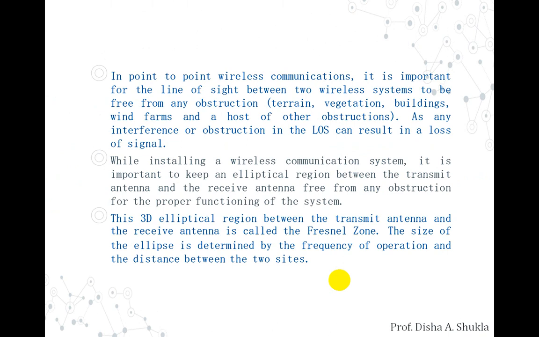Hence, any interference or obstruction like the terrain, vegetation, buildings, wind farms and a host of other obstructions in the line of sight can result in a loss of signal. So, while installing a wireless communication system, it is important to keep an elliptical region between the transmitting antenna and the receiving antenna free from any obstruction for the proper functioning of the system. This 3D elliptical region between the transmit antenna and the receiving antenna is called the Fresnel zone. The size of the ellipse is determined by the frequency of operation and the distance between the two sides.